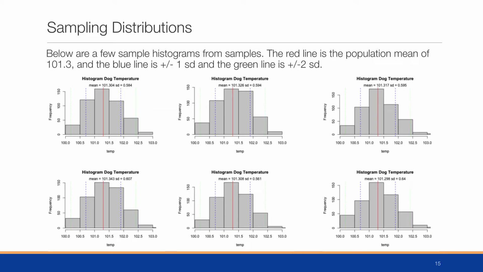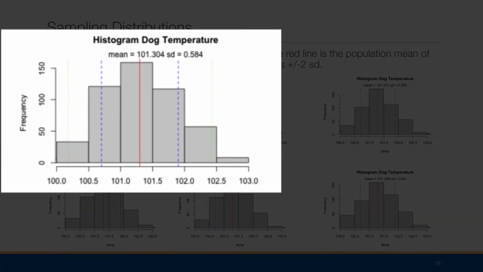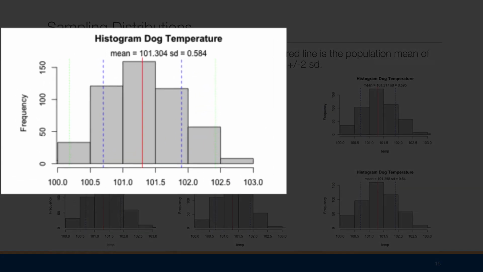Here are a few sample histograms from those samples. So the red line is the population mean of 101.3. The blue line is plus or minus 1 standard deviation, and the green line is plus or minus 2 standard deviations.